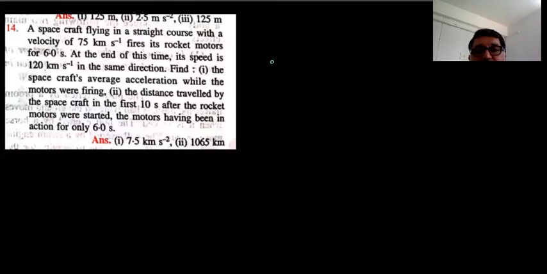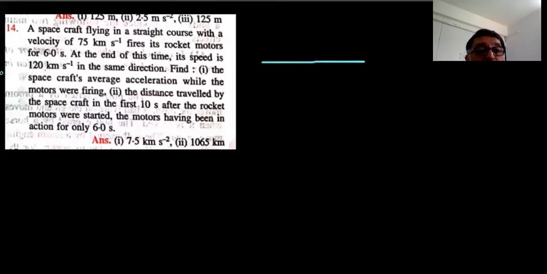Hello everyone, let's look at the next numerical, number 14. A spacecraft flying in a straight course with a velocity of 75 kilometers per second fires its rocket motors for 6 seconds. Okay, so spacecraft, let's see. This is the time period, 6 seconds.